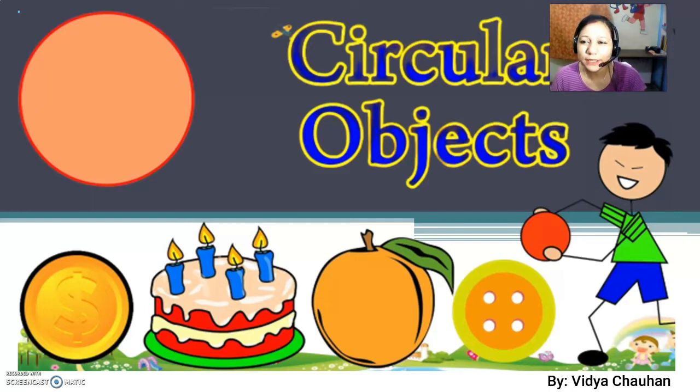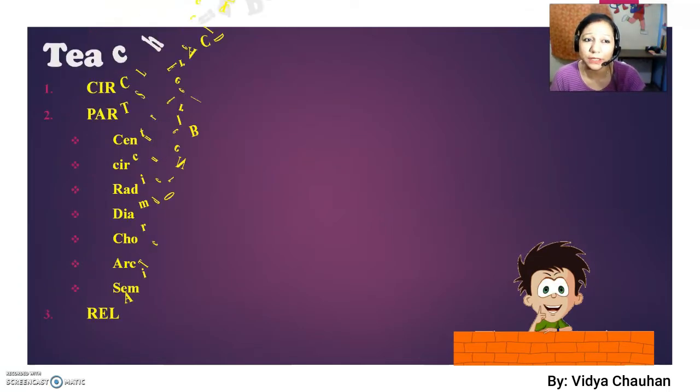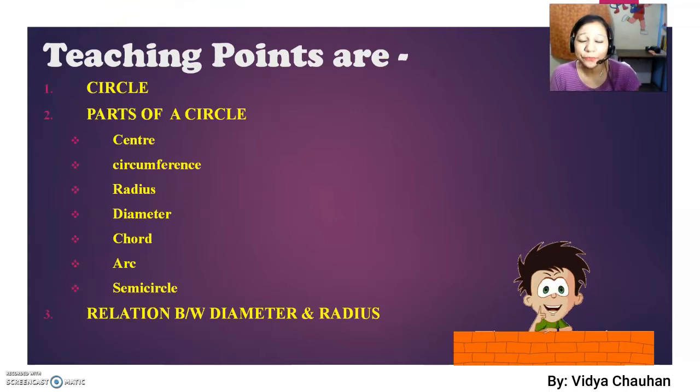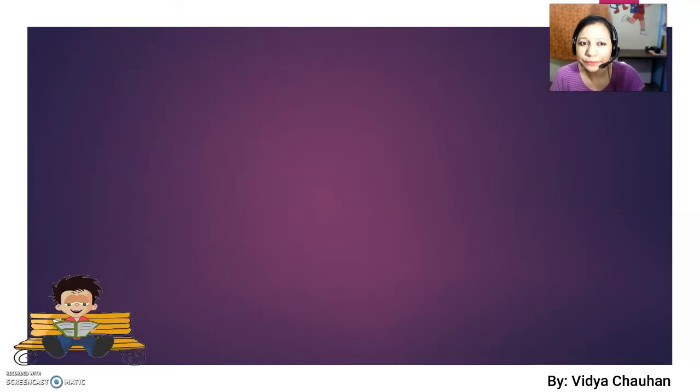Today we will discuss circles and the different parts of the circle. Let us see the teaching points we are going to study. First is the circle. Then we will study the parts of a circle, which are center, circumference, radius, diameter, chord, arc, and semicircle. We will also study the relation between diameter and radius. So let us start today's class one by one.